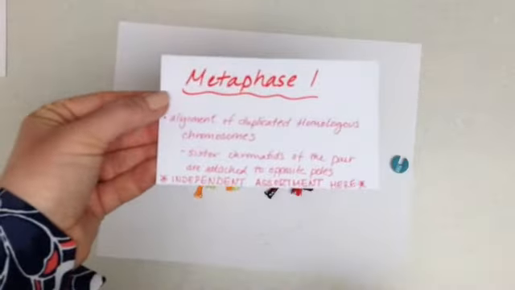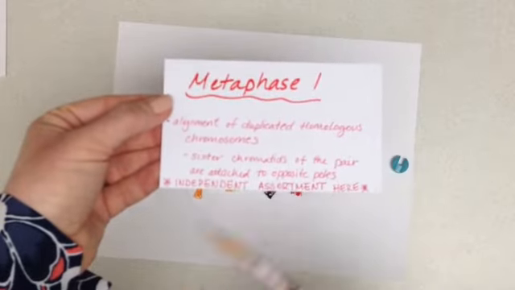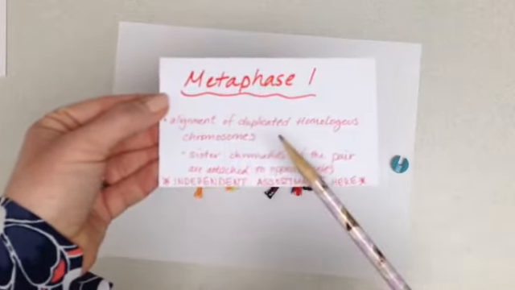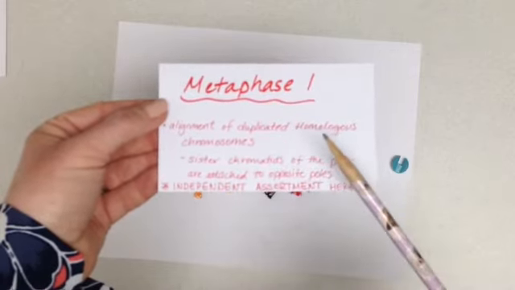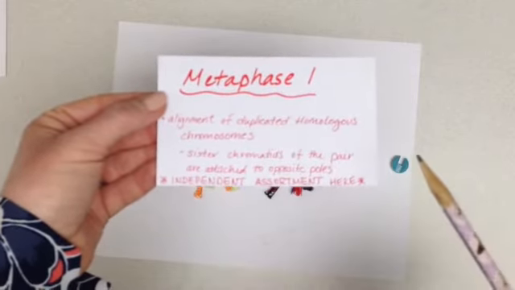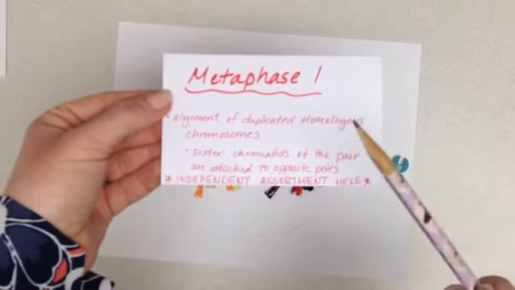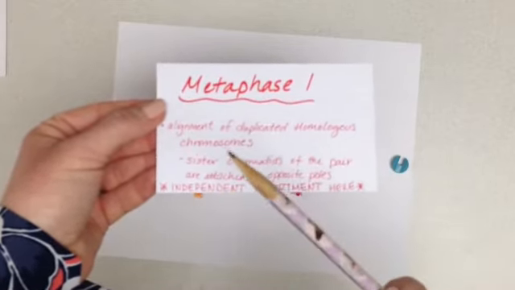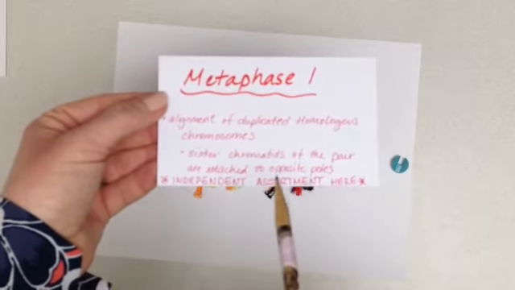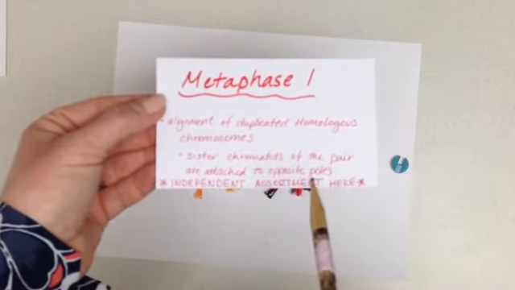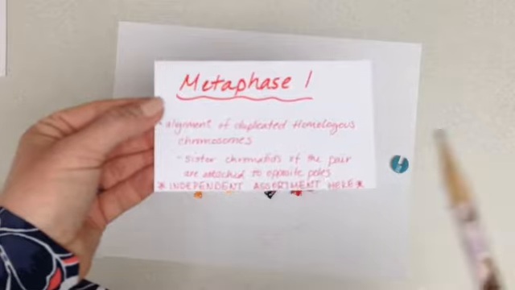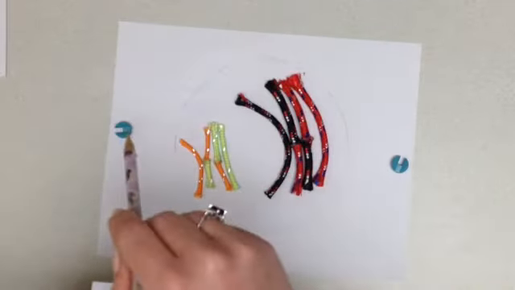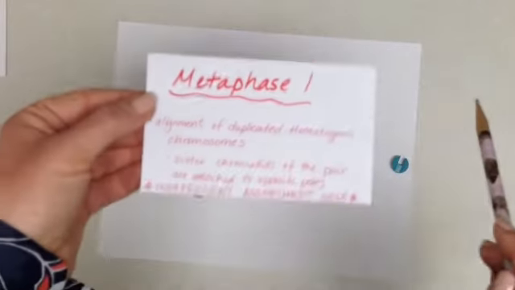At that point, you enter into the next stage of meiosis, and that is metaphase 1. And this is where we see alignment, this time of our duplicated homologous chromosomes. Okay? So we're not going to align just sister chromatids. We need to align our entire homologous chromosomes. The sister chromatids of the pair are each attached to opposite poles. So one half of our homologous chromosomes will go to this pole, and the other half of our homologous chromosomes will go to this pole.